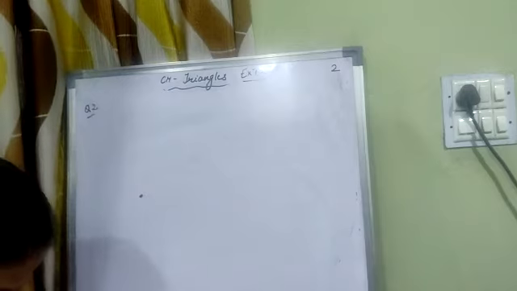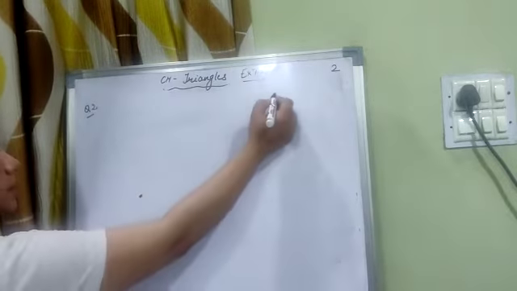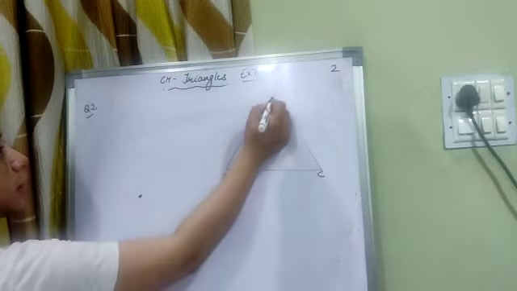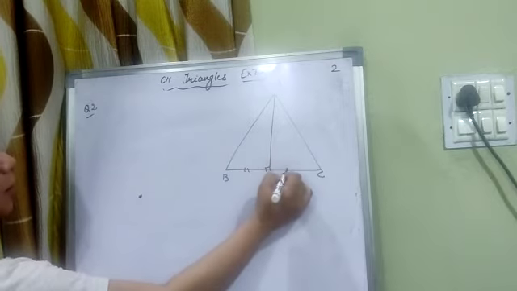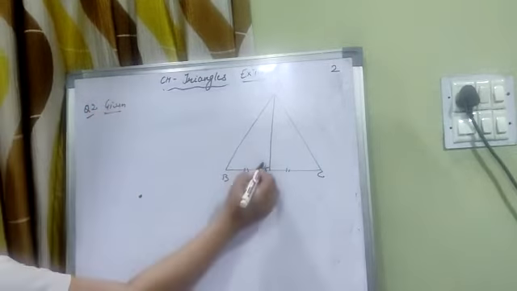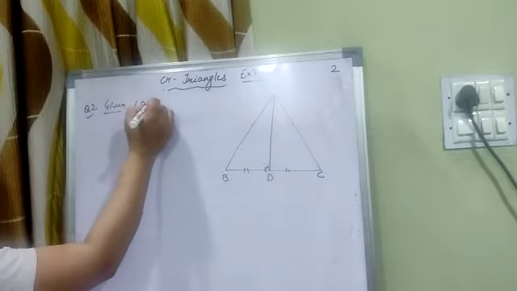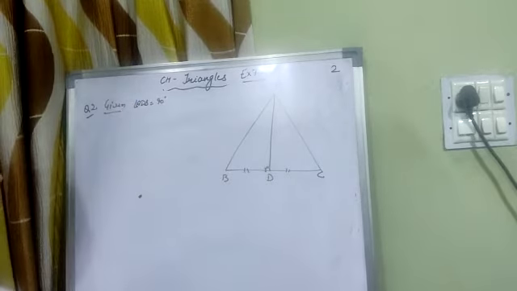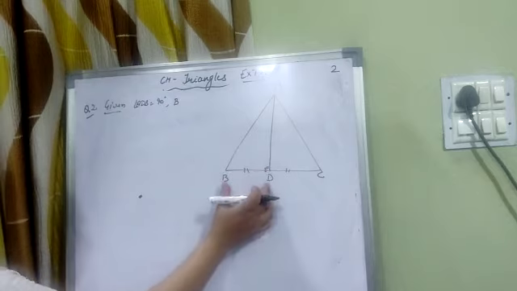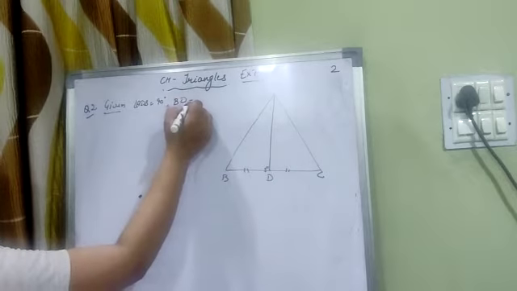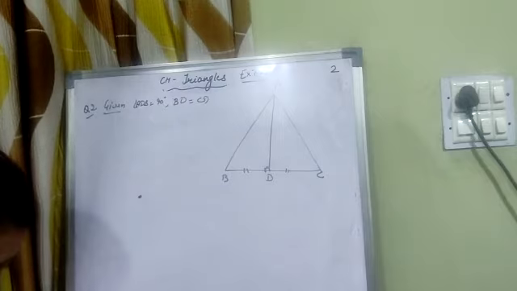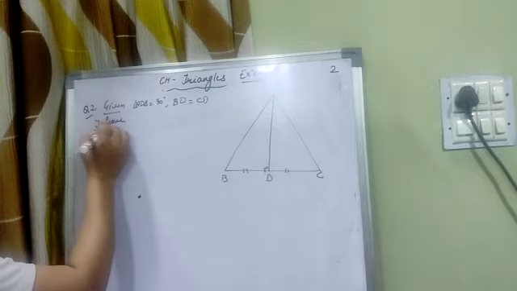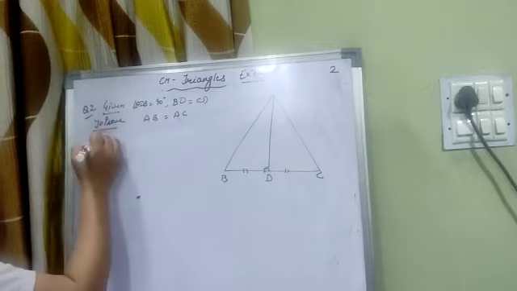Now question number 2. In triangle ABC, AD is perpendicular bisector of BC. What does perpendicular bisector mean? Perpendicular means this angle D is 90 degrees, not only ADB is 90 degrees but ADC is 90 degrees, and bisector means it divides the side BC into equal parts. BD equal to CD. And we have to show that the triangle is isosceles. To prove the triangle is isosceles means we have to prove AB equal to AC.